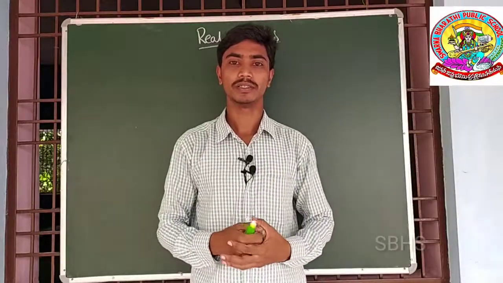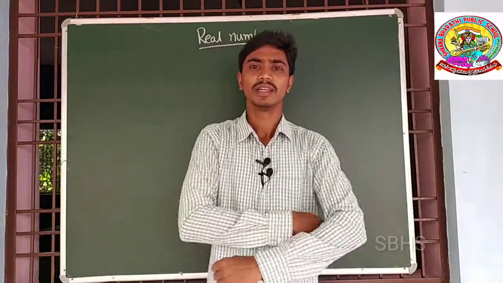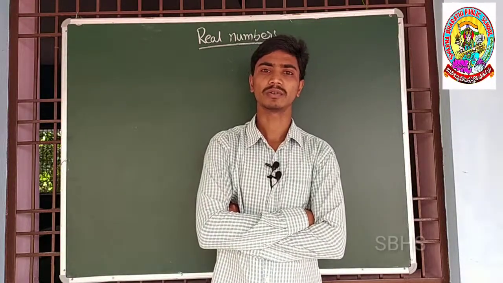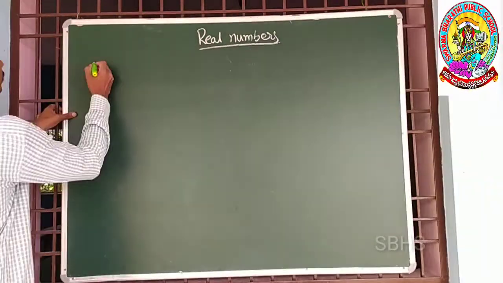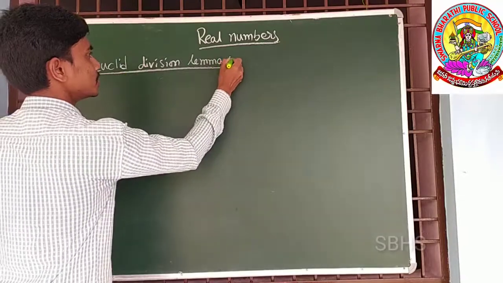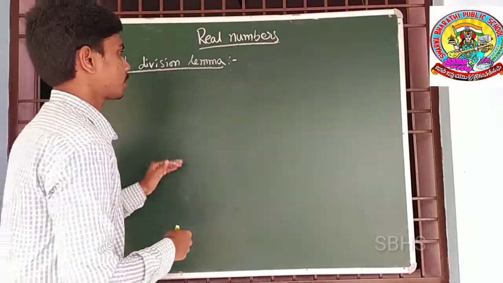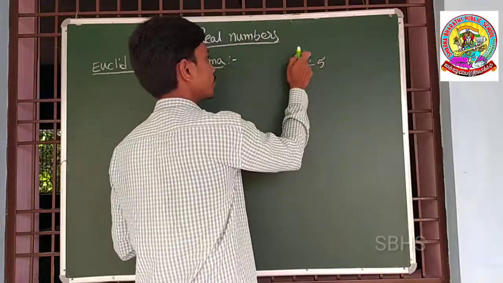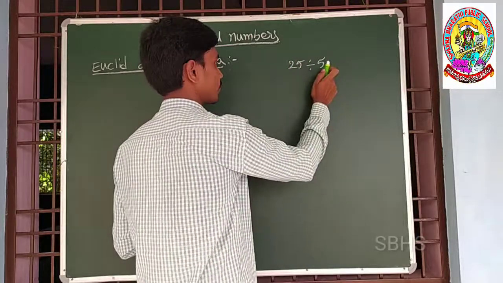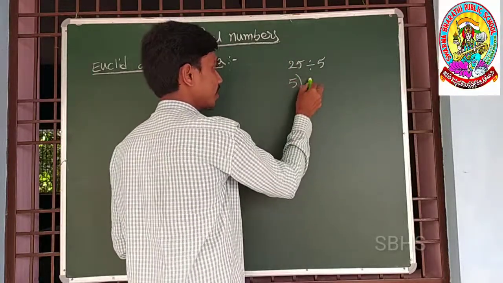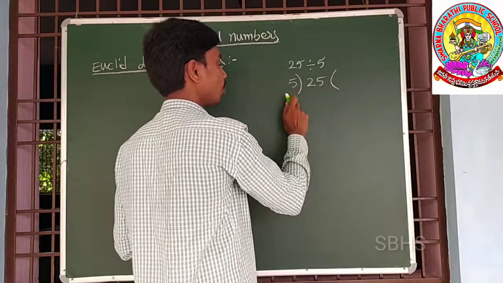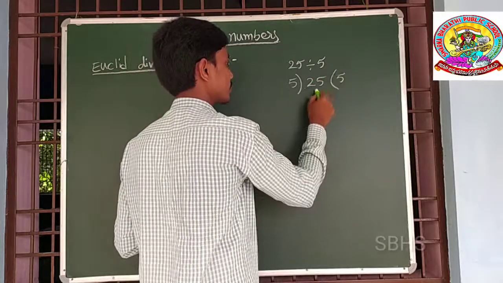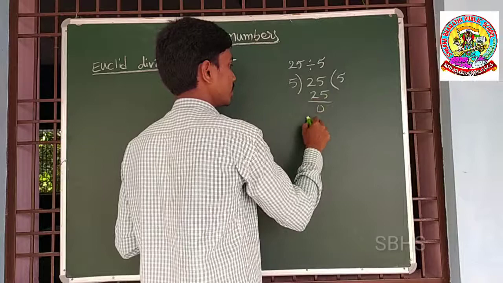The next concept is Euclid division algorithm. Actually Euclid is called the father of geometry. Euclid wrote 2 books, The Elements and Data. Euclid division lemma. For example, take any division, 25 divided by 5. Here 25 is called the dividend and 5 is called the divisor. In the fifth table, how many times do you get the number equal to or nearest to 25? 5 times you get 25. Here 0 is the remainder.